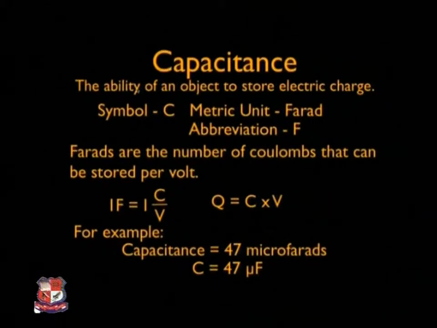And we have in electronics these special devices that can store charge that can later be used to run an electronic device. Okay, now the symbol for capacitance is a C. The metric unit is a farad. We abbreviate farad with an F. So the capacitance is C.